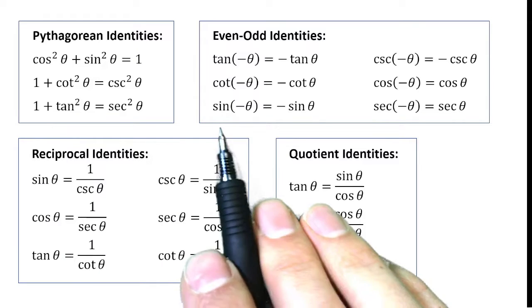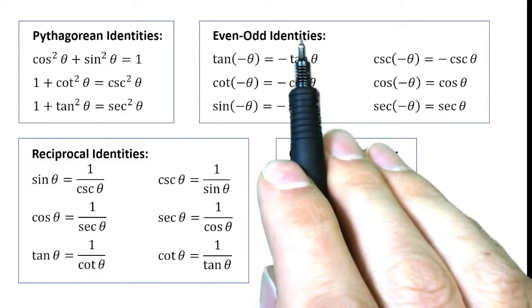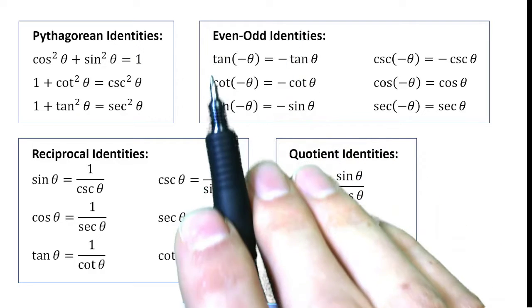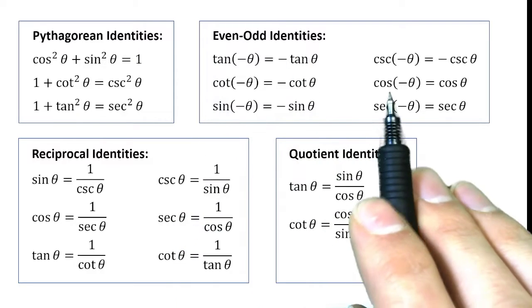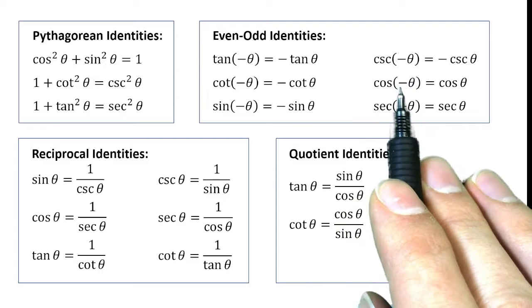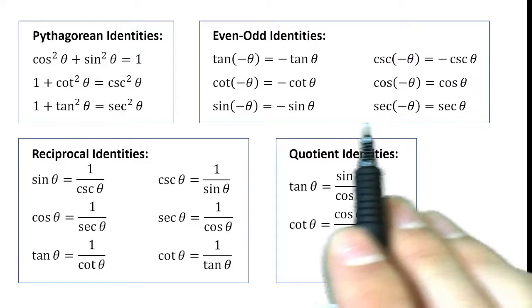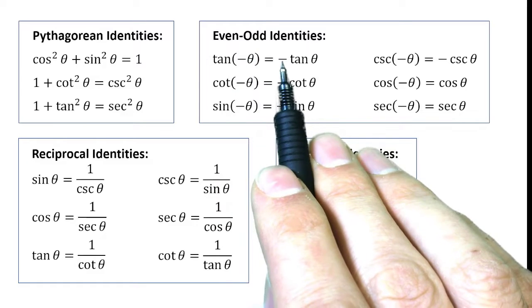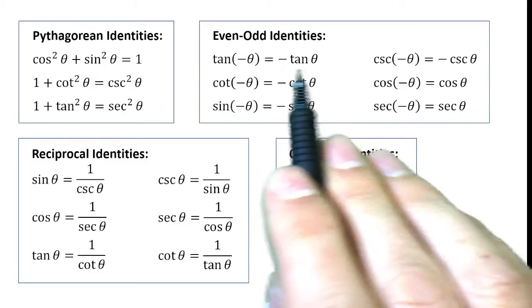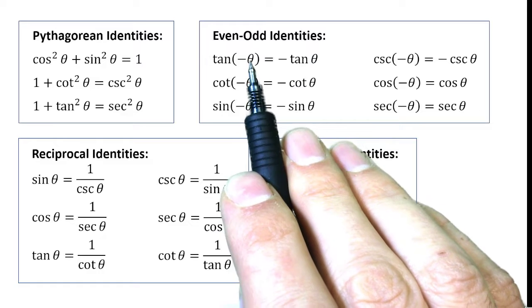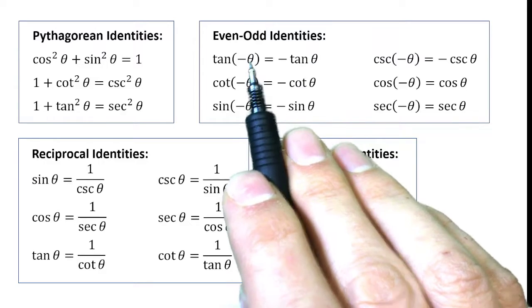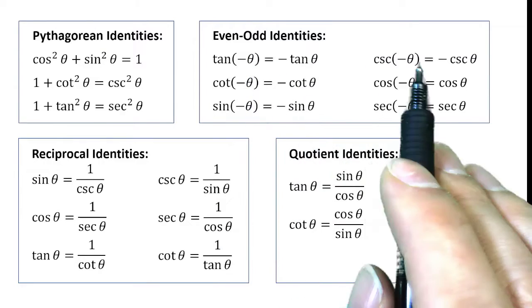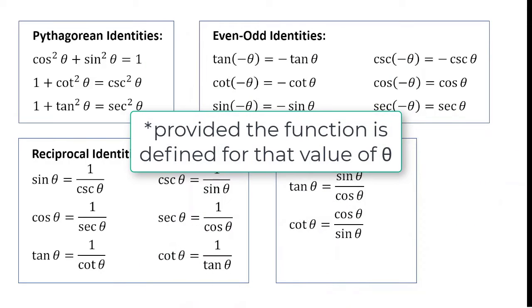We also have some other identities. We have the even-odd identities. Some of these trig functions are even functions, meaning that when you plug in negative theta, it's the same as plugging in theta. Some of them are odd functions, which means when you plug in negative theta, it's the negative of what you get when you plug in theta. And this works for any angle theta. So no matter what that number is, each of these equations holds. And that applies to all the equations you see on this sheet.